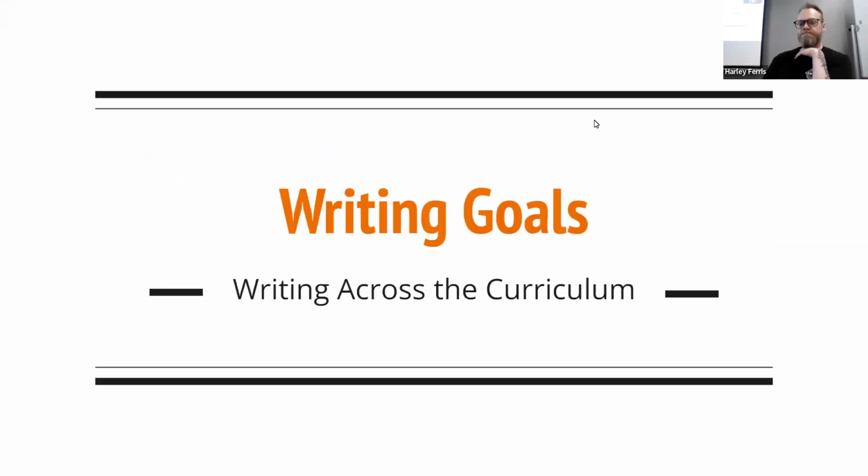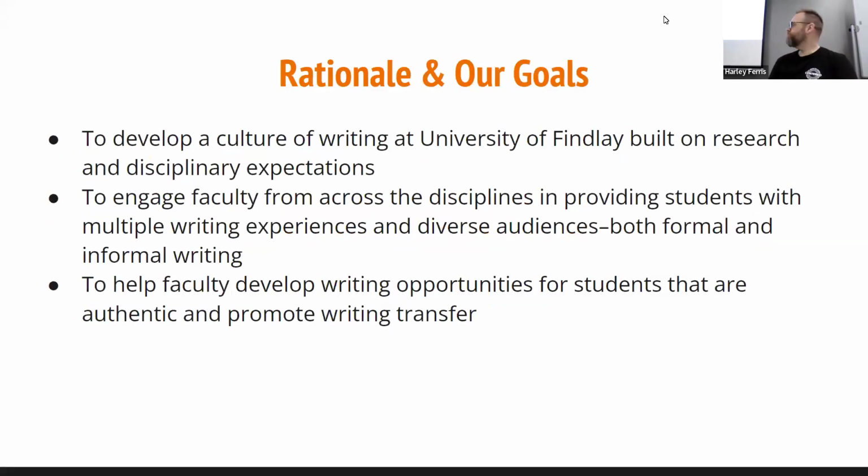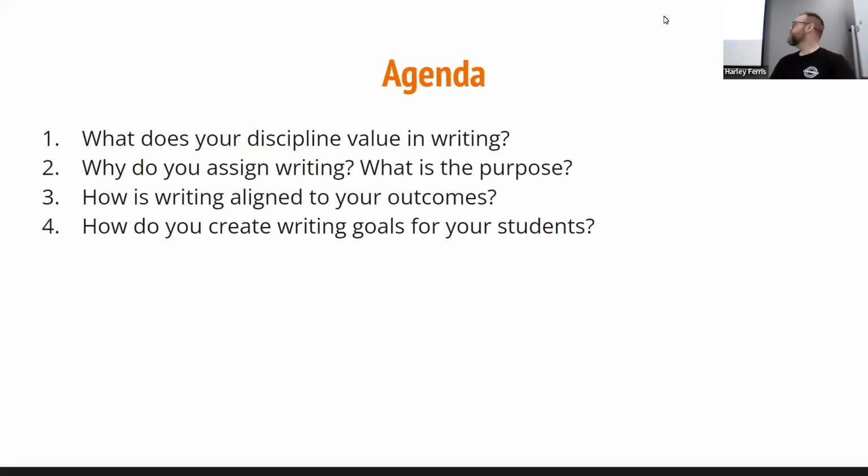All right, everyone, welcome. This is the second portion of the CTE Writing Across the Curriculum workshop series. In this workshop, we're going to first talk about what your discipline values in writing. We're going to do a little brainstorming session to figure out what your discipline values in writing. Then we're going to talk about how you assign writing, what the purpose is, how writing is aligned to outcomes, and how you create writing goals for your students.